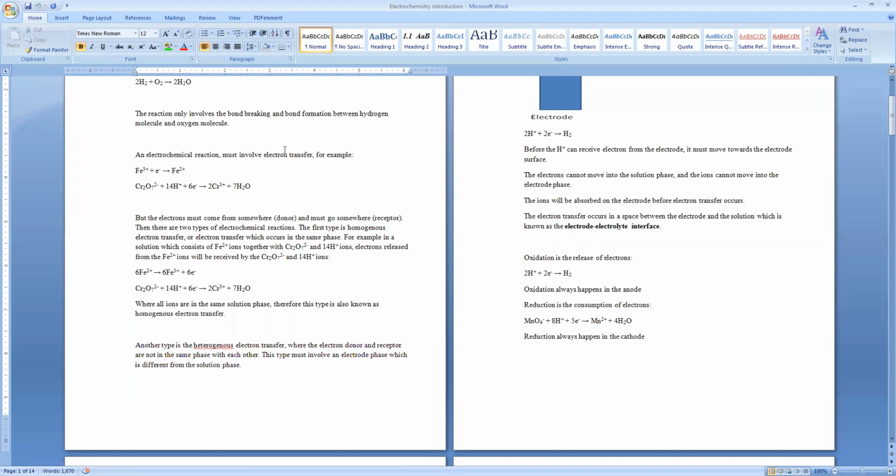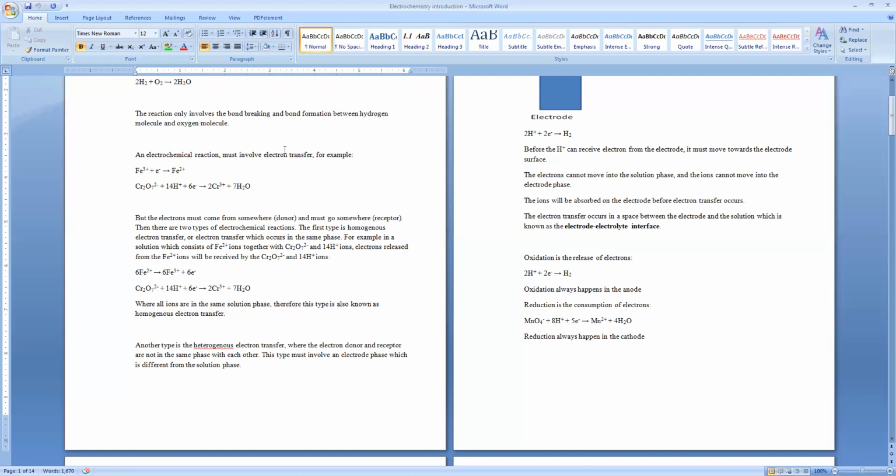Another example, dichromate plus 14 H plus plus 6 electrons. Those 6 electrons come from the electrode. You get chromium ion plus water molecules. This is an electrochemical reaction because it involves the transport of electrons. But in these two cases, it is a reduction reaction, an electrochemical reduction reaction, because electrons are being consumed. Ferrum 3 to ferrum 2, and dichromate 2 minus ion to chromium, is a reduction reaction because it involves the consumption of electrons.